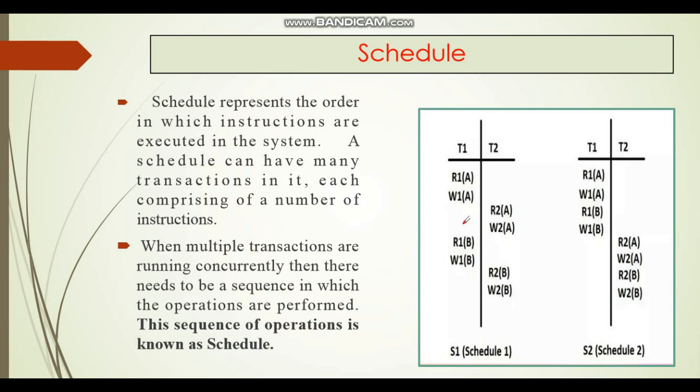Here you can see the example. This is schedule 1 and this is schedule 2. As I said, there can be any number of transactions in a schedule. Here this is the first transaction and this is the second transaction, and these are the instructions. How these instructions are executed during the execution, this sequence is said to be a schedule. So this is example 1 and this is example 2.